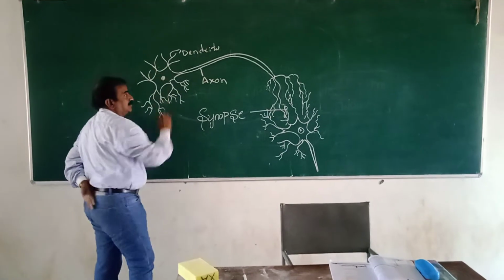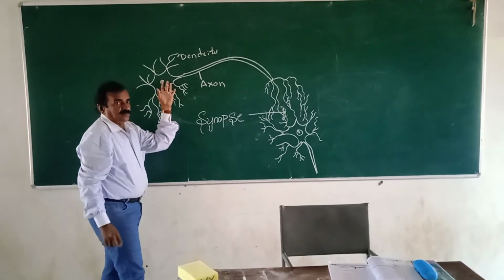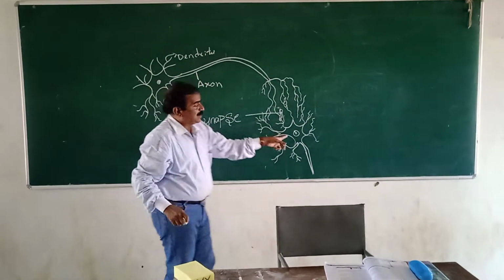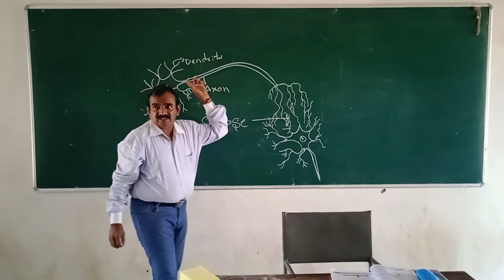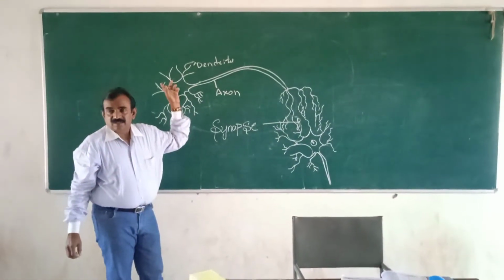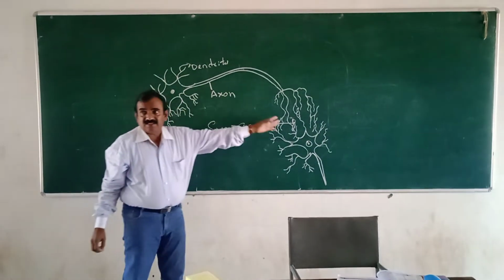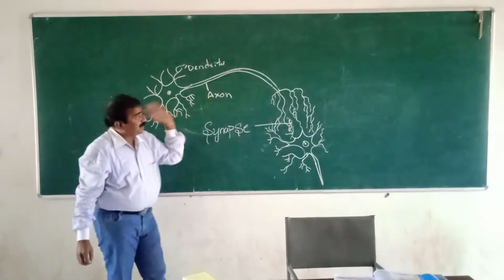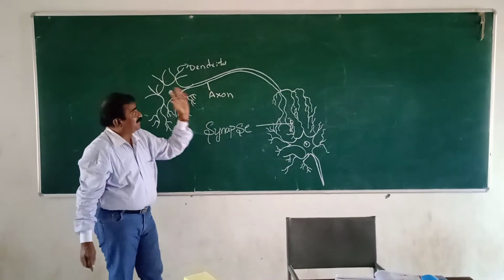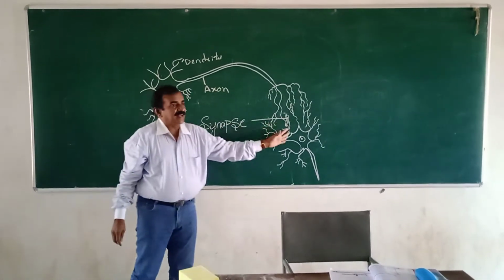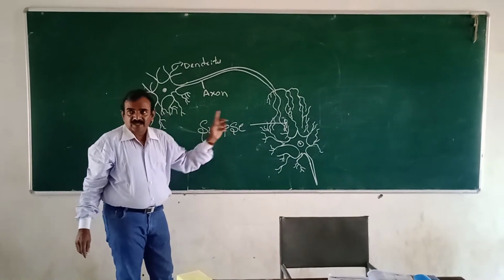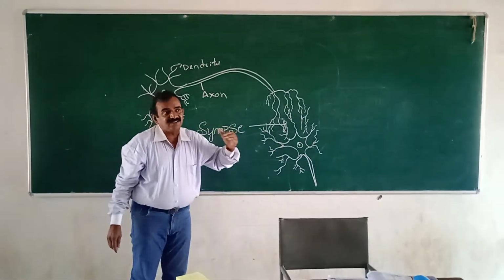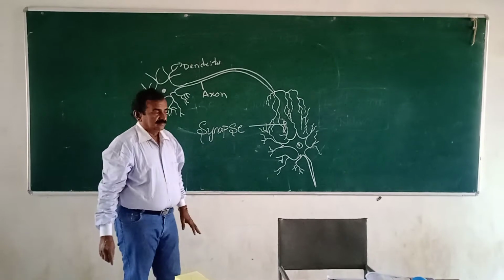And this is the cell body. So this is one neuron, one nerve cell. And this is another neuron. This is another neuron, and this is one neuron. This is one neuron and that is another neuron. So here you see there is a connection between one neuron and another neuron. Like that, all neurons are connected with one another.